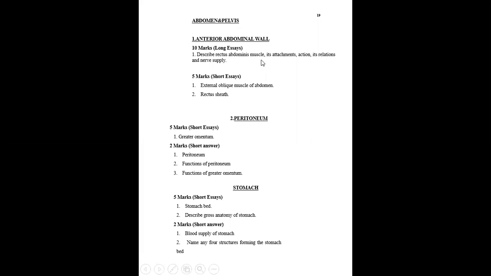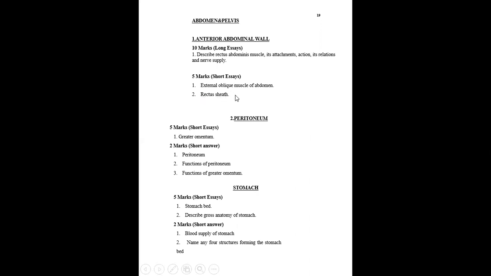Describe rectus abdominis muscle, its attachments, actions, relations, nerve supply. Rectus abdominis muscle can be asked as an essay question. Similarly, external oblique muscle also can be asked. 5 marks, external oblique muscle of the abdomen. Here it's asked for the 5 marker. For the 10 marker also it is expected.